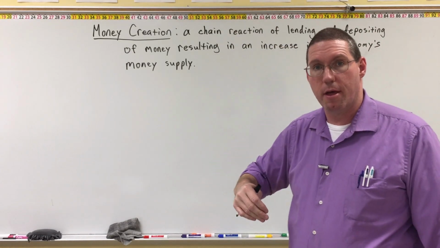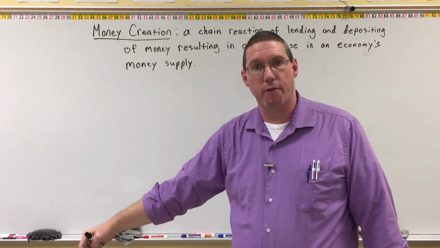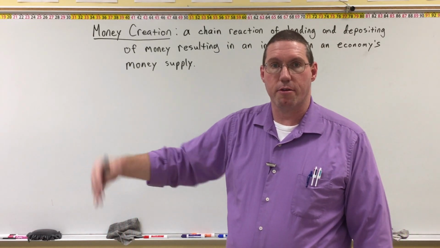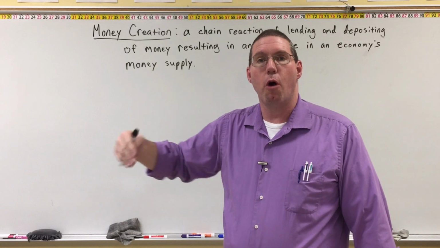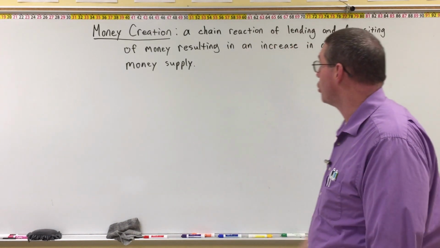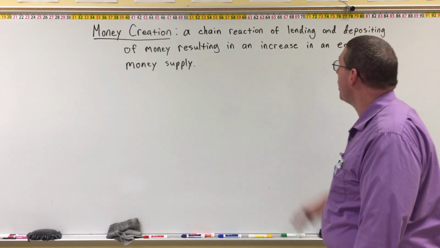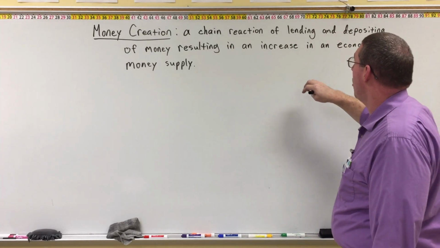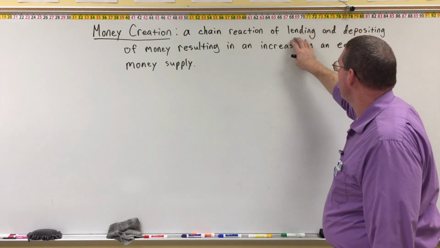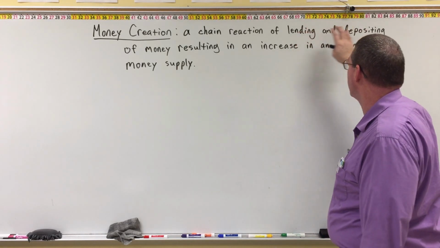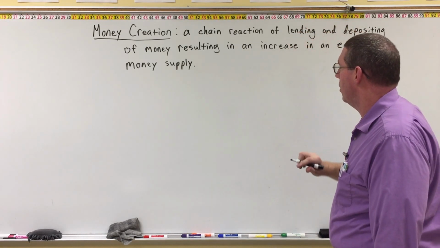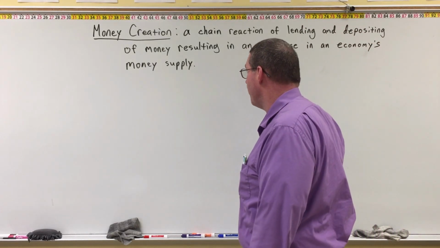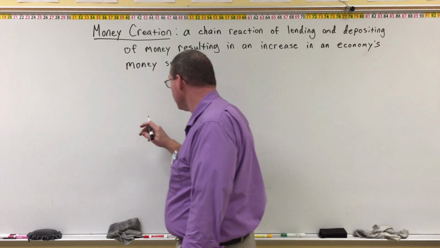A chain reaction is basically a series of similar events. One thing happens, then it sets off the next round of something very similar happening, then it sets off the next round, and you have this over and over again. Well, what is this chain reaction? It's a chain reaction of lending and depositing of money. So money is deposited, then lent, then deposited, then lent, then deposited, then lent, okay?